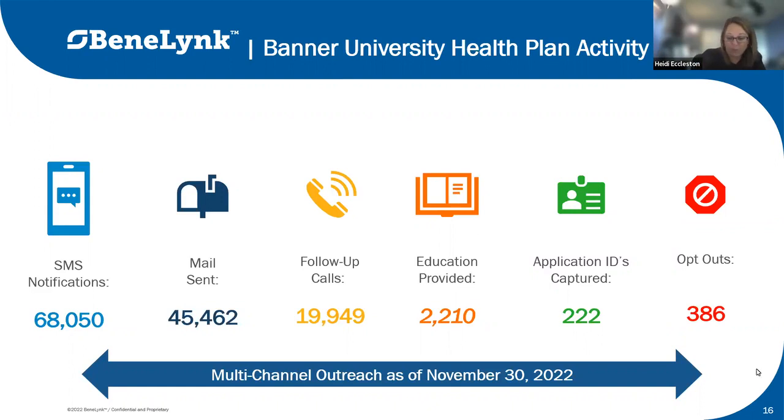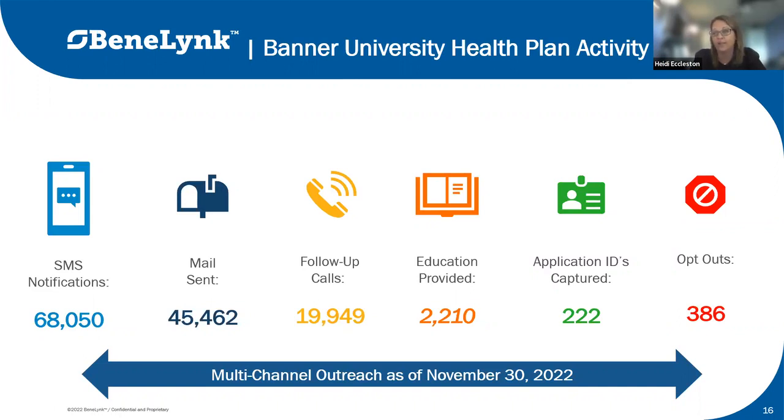So yeah, BeneLynk started outreach for our population on October 20th. And so to date, as of November 30th, these are some of the numbers that we're seeing. So we're seeing about 68,000 texts have been sent to our members, 45,000 pieces of mail have been sent.